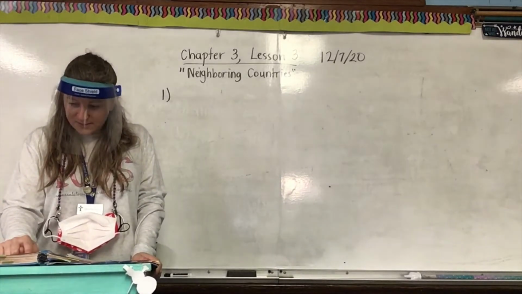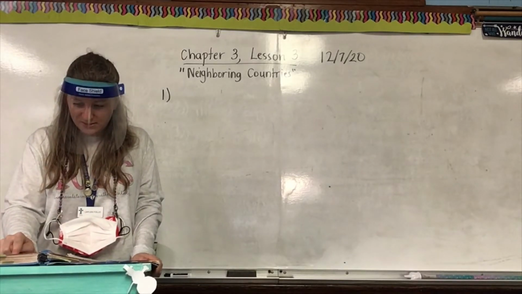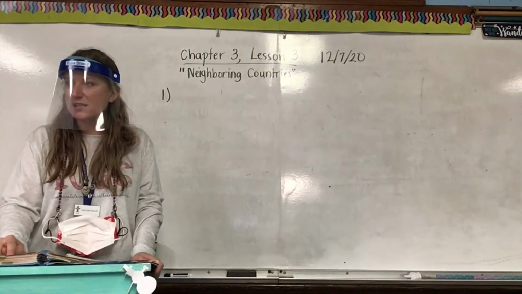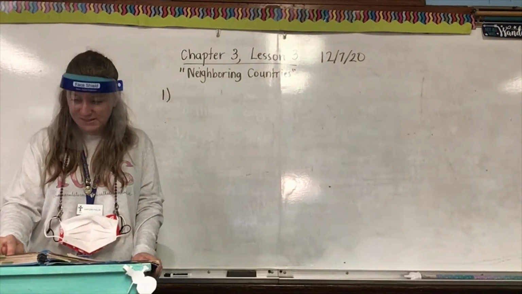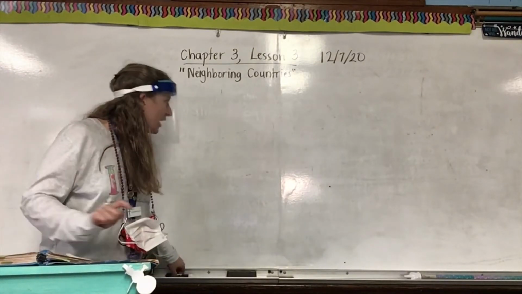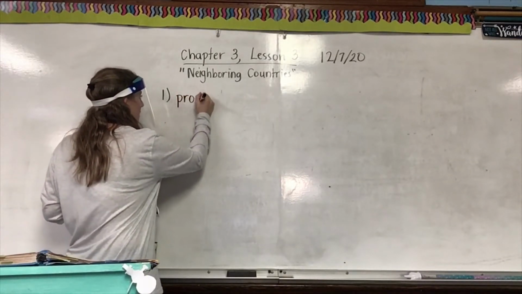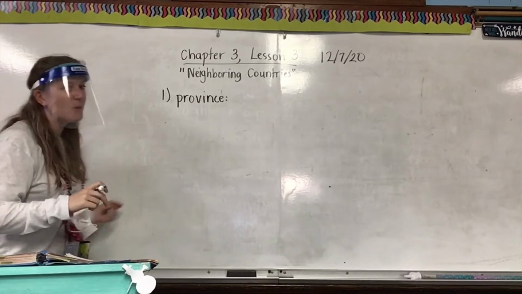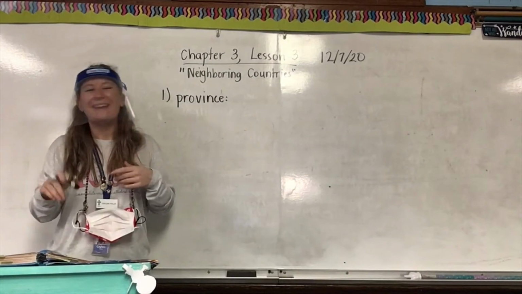Canada's political regions. Canadians divide their large nation into 13 smaller political regions. 10 of the regions are called provinces. So Canada doesn't have states, they have what? Victoria. Provinces. A province is a political region similar to a state in the United States. So number 1 is the word province. Canada has provinces, we have states. So they are very similar in the way they are run. They're just called something different.